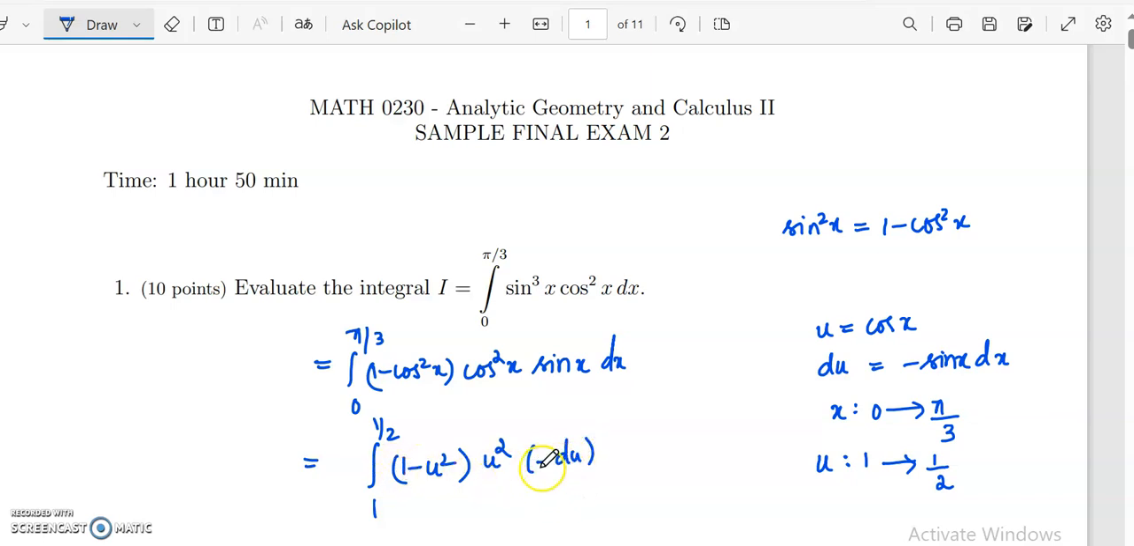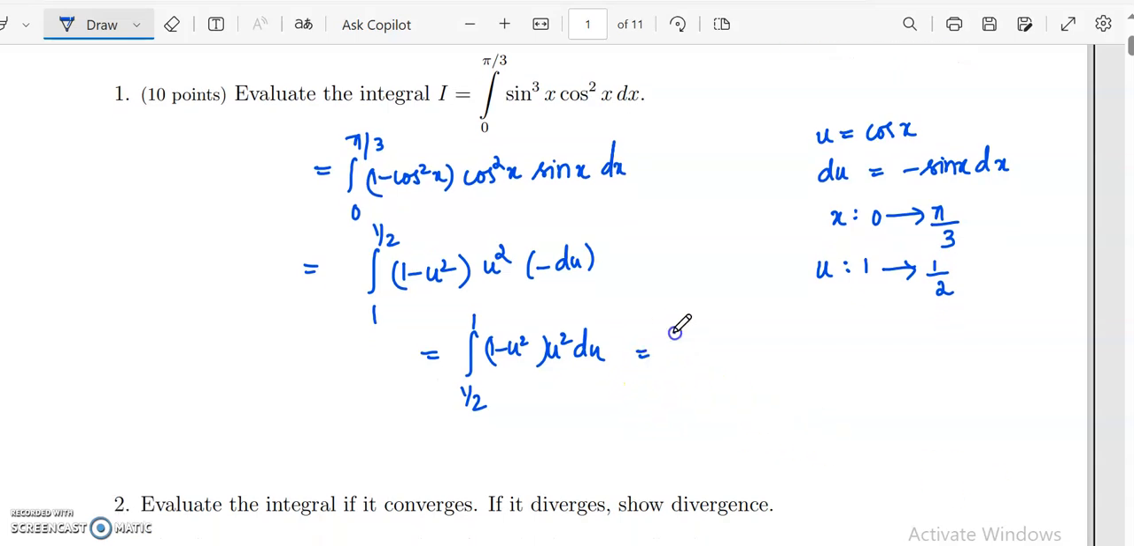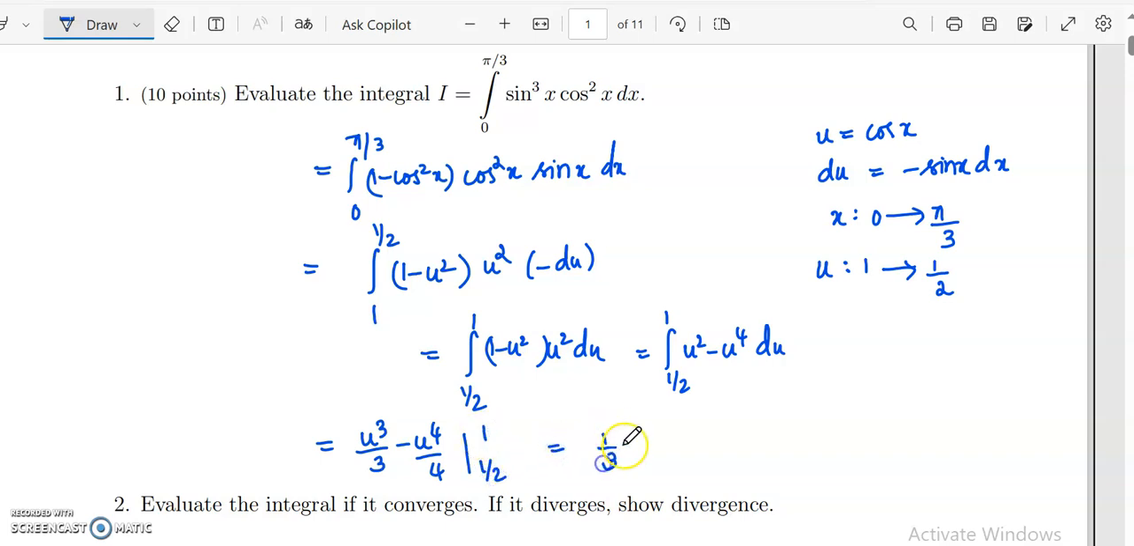Now using this minus sign, we can reverse the limits of integration. So we can write this as 1 by 2 to 1, 1 minus u square into u square du. So that will be equal to the integral from 1 by 2 to 1 of u square minus u raised to 4 du. So upon integrating, we will get u cube by 3 minus u raised to 4 by 4 from 1 by 2 to 1. So at 1 we will get 1 by 3 minus 1 by 4, minus at 1 by 2, 1 by 2 whole cube will be 1 by 8.